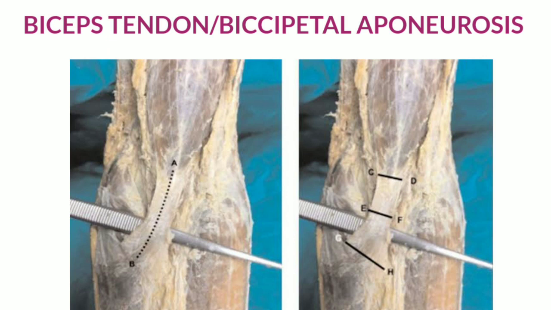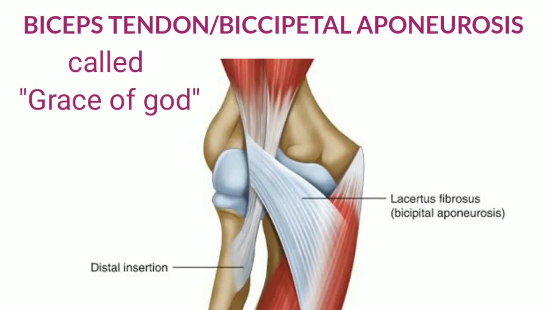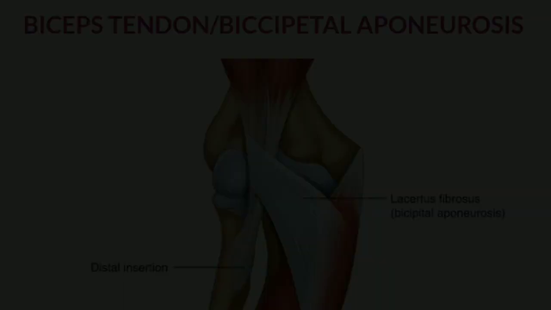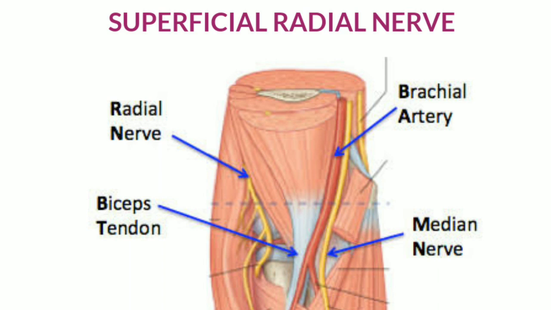Aponeurosis is nothing but a flattened tendon. It is a modification of deep fascia. So the biceps tendon modifies to form the bicipital aponeurosis, and this aponeurosis is known as lacertus fibrosus or the grace of God. We call it the grace of God because it separates the median cubital vein and the brachial artery, and since it separates the two and is of great clinical importance, we call it the grace of God. And the last one, the radial nerve.